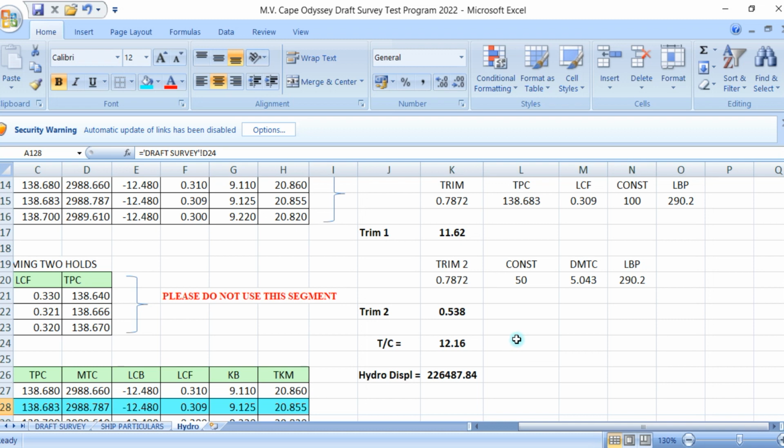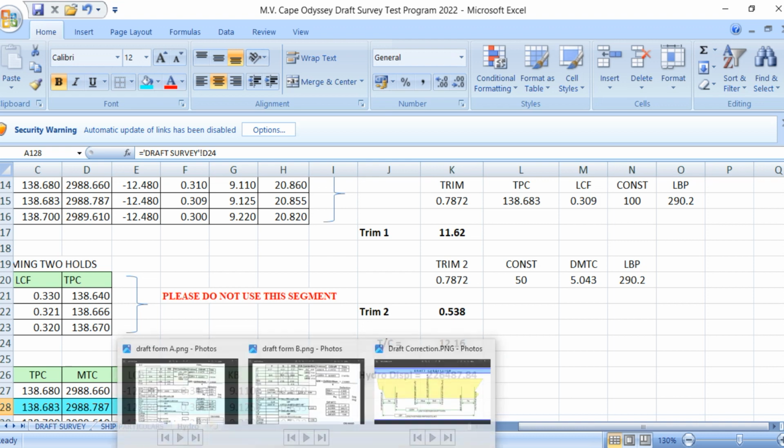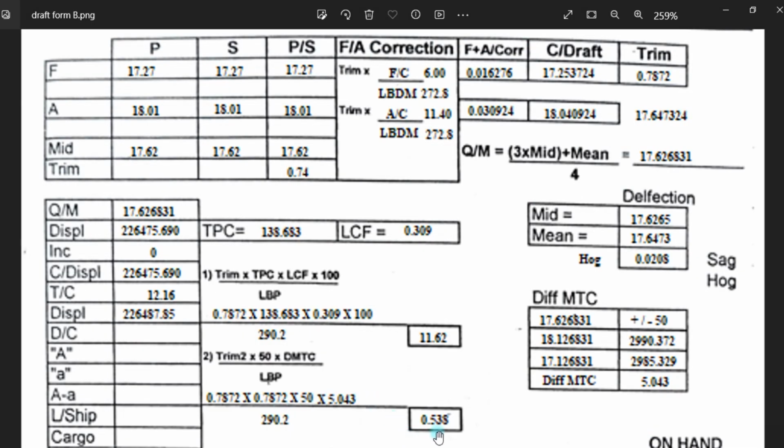Second trim correction is trim squared, meaning you multiply this twice, 7.072 times 0.72 times your constant of 50 times difference of MTC, 5.040, over or divide by 290.2. The result will be 0.538, which is this one.